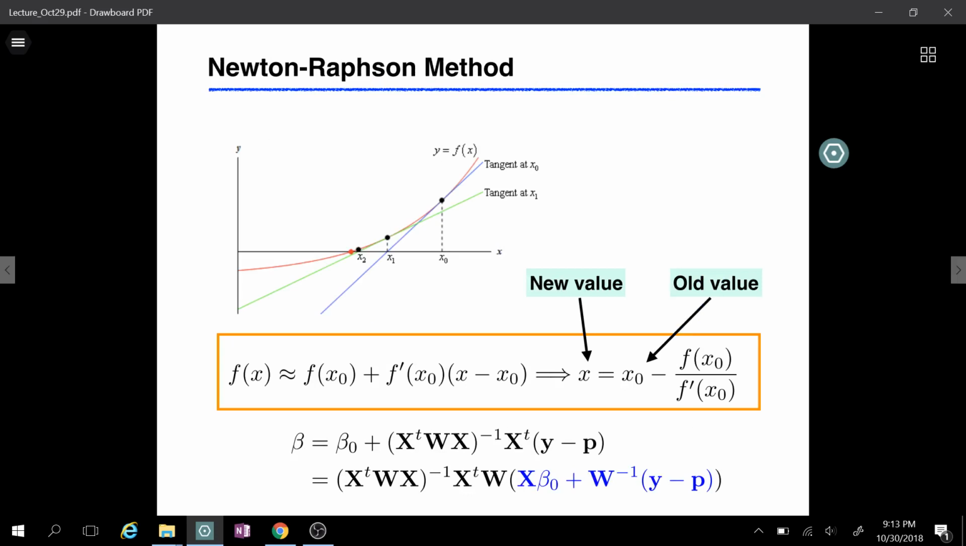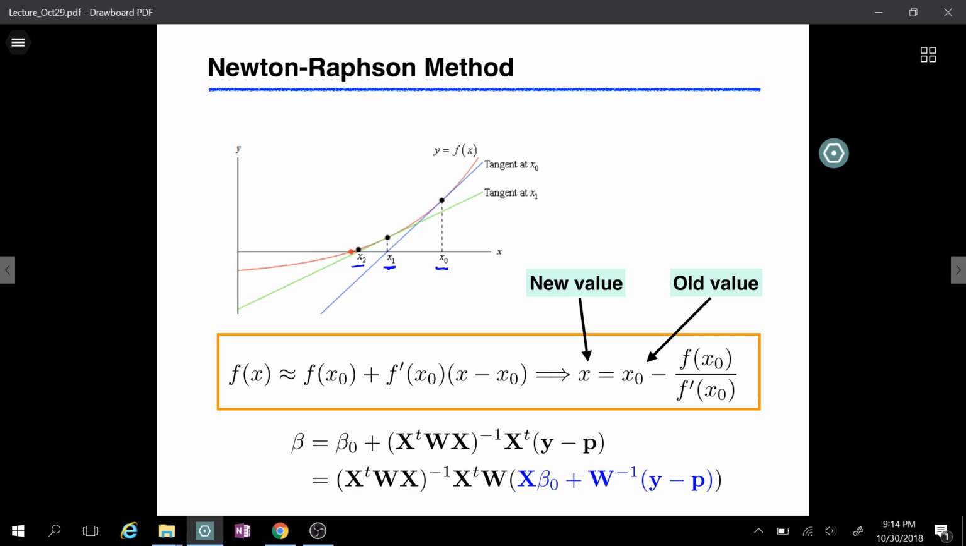You start with some value x0, in the one-dimensional case, and you draw a tangent line at x0, you hit at x1, and then at x1 you draw another tangent line, you hit at x2. You can see you're already very close to the real root, which is the red point.